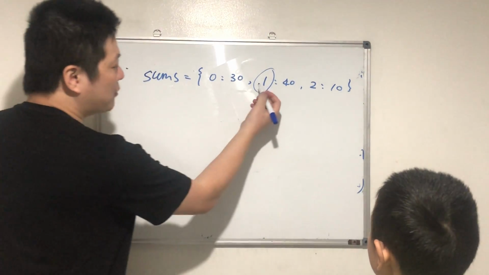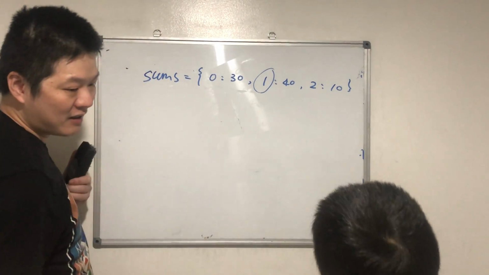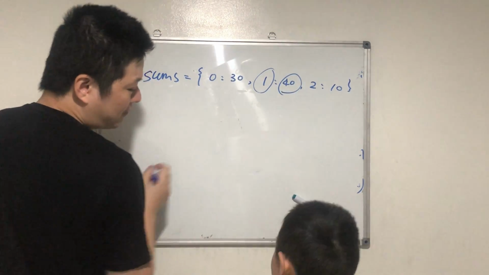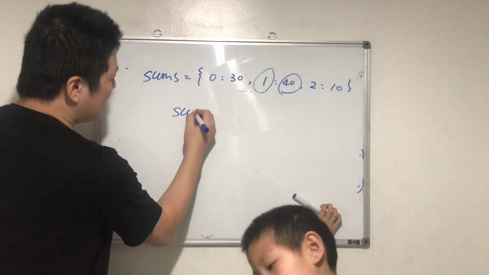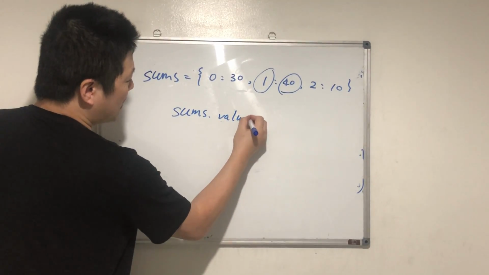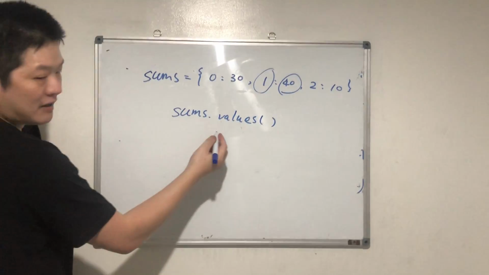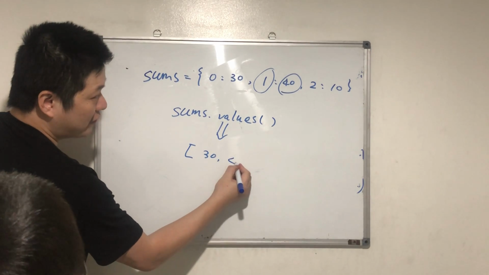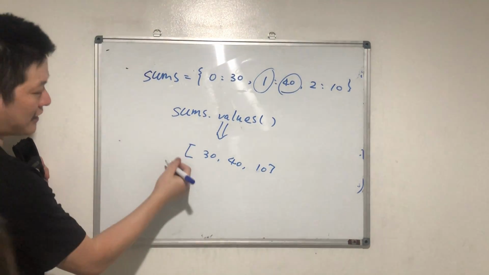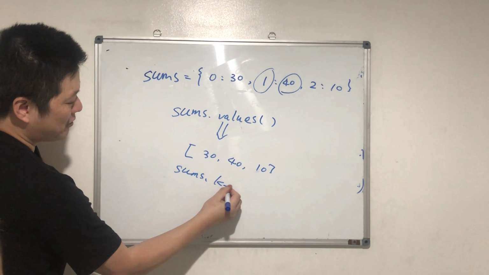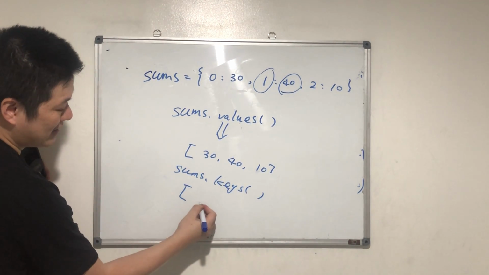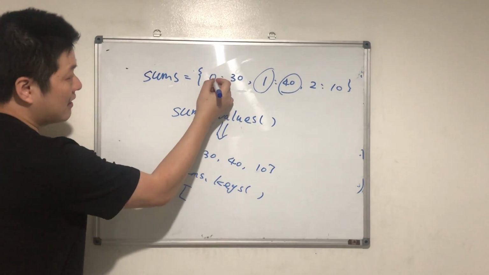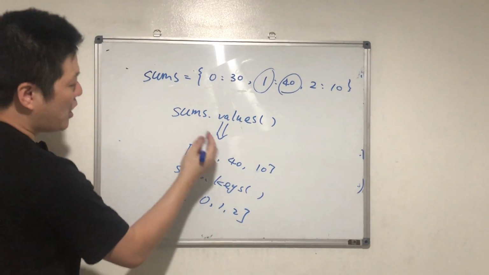Okay, so how do we return this one? Remember yesterday? There are two ways. One way is that you can do this max. Return max. This is the values, yeah? When you do this sums dot values, what does it mean? It means you will turn this into a list, which is 30, 40, 10, right? Does it make sense? And how about sums dot keys? Can you tell me what it returns? What are keys? The keys are 0, 1, 2. Well done.